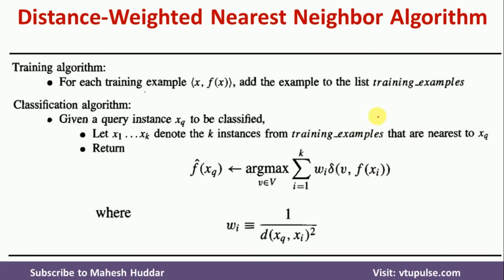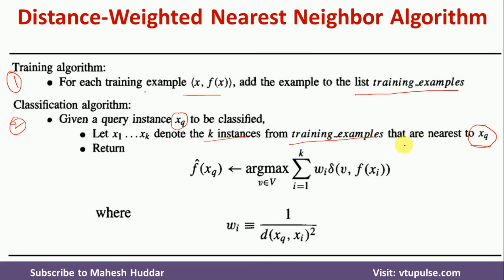The first part of the algorithm, as said earlier, is just the training where we don't do anything, we just save each example into a list of training examples. In the second part, whenever we want to classify a new instance, that is xq, first we identify the k instances from the training instances which are near to xq. Using some distance measure, we identify the k instances which are nearest to this new instance.